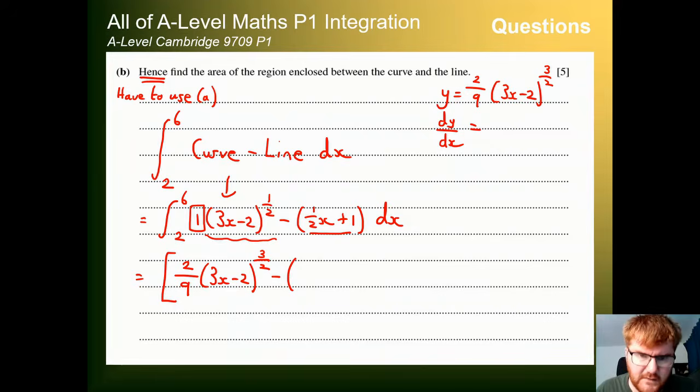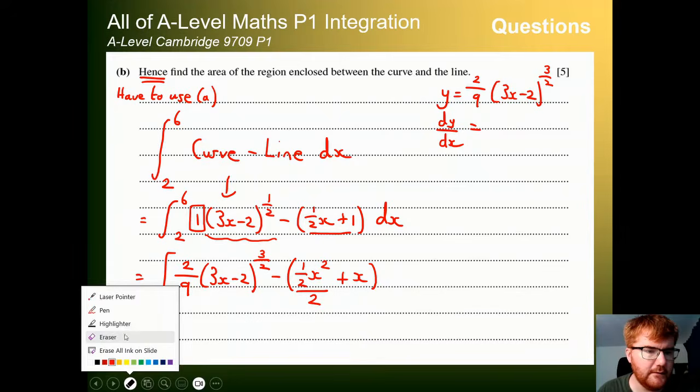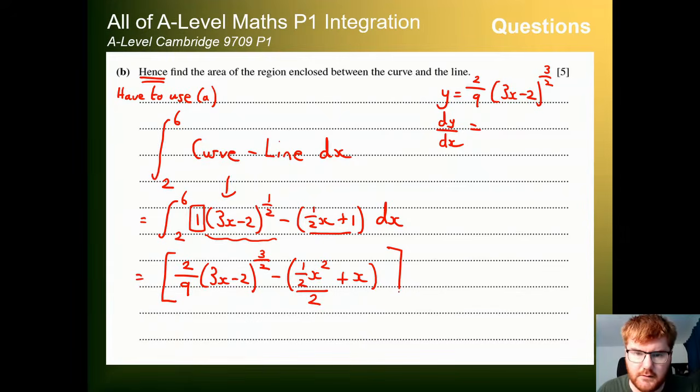Now this part is nice and straightforward to integrate. So a half x: if integrating a half x, we add 1 to the index, which is 2, and then divide through by the new index, which is 2. If we integrate 1, well, that's just x, so that makes our life easier. Before I start solving this, I shouldn't put the dx in now. Now we found the integration, and this is between 6 and 2.